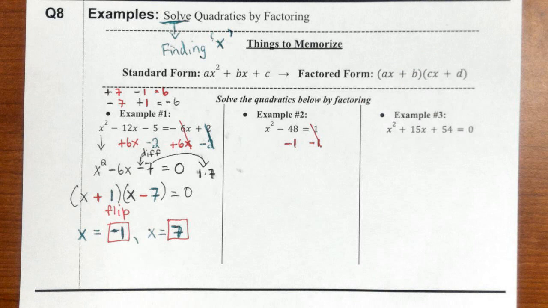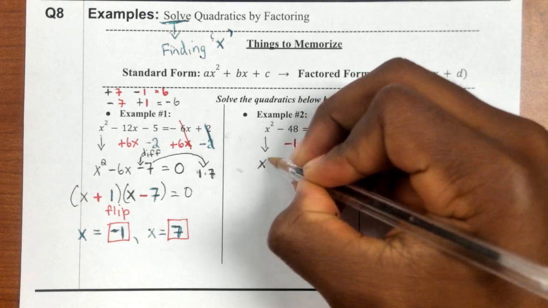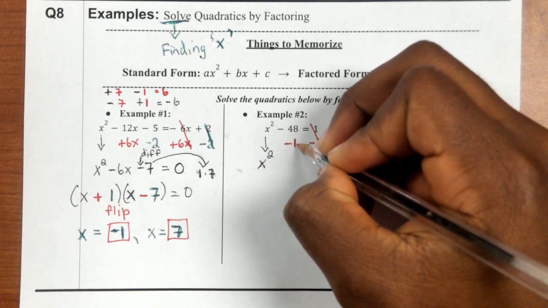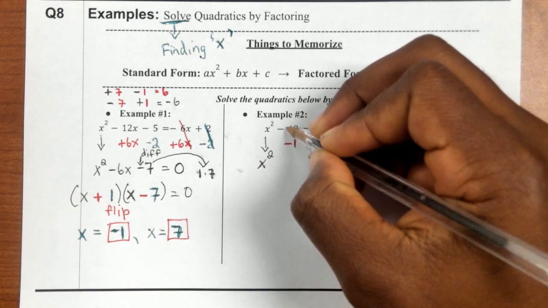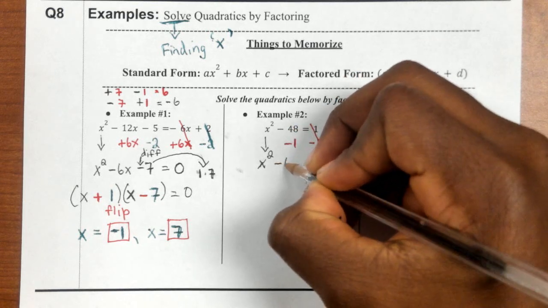So that gets canceled out. So the x squared, I'm not adding or subtracting anything to it, so I'm bringing it down. The negative 48, I am subtracting from it, all right? So when I subtract negative 48 by negative 1, I get negative 49.